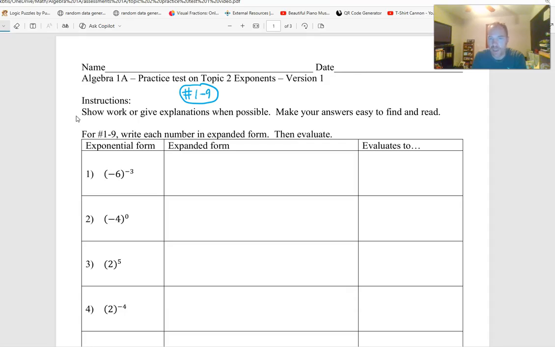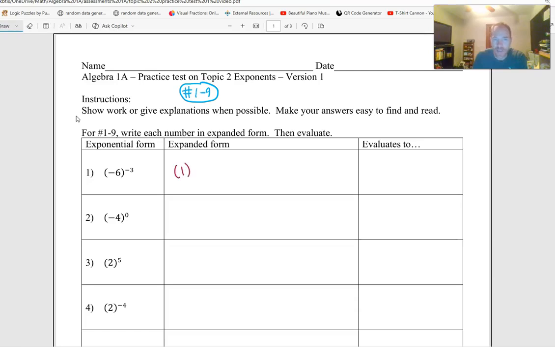expanded form, then evaluate. So number 1, in exponential form, I have a base of -6 and an exponent of -3. If that was a positive 3, I would do 1 times -6 times -6 times -6. That's if the exponent was a positive 3, though. I don't have a positive 3, I have a -3. So instead of using the base of -6 and multiplying 3 times, I can do a couple of things.